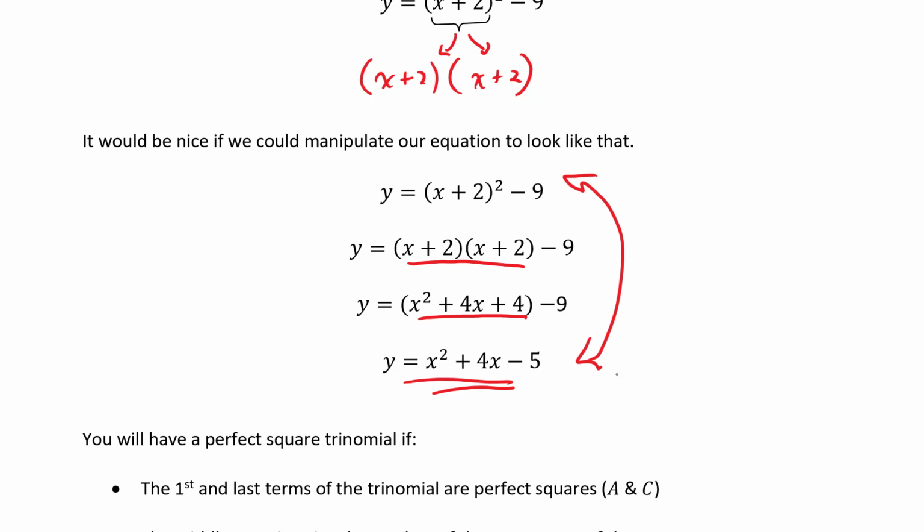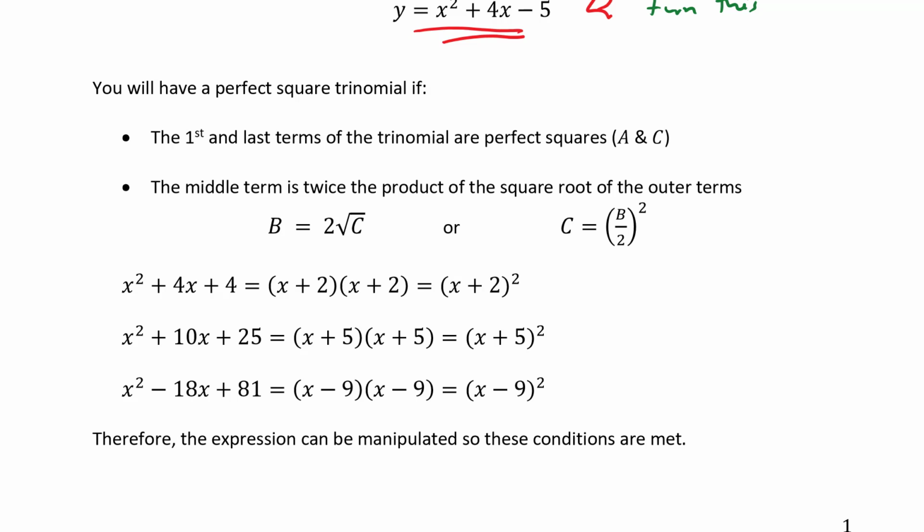So what we're going to do, we're going to turn this into this. This is what completing the square does. Completing the square is not the easiest technique to learn. There are a number of key factors here you have to understand. I'm going to go through them now.